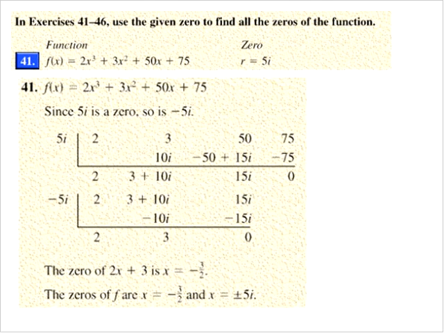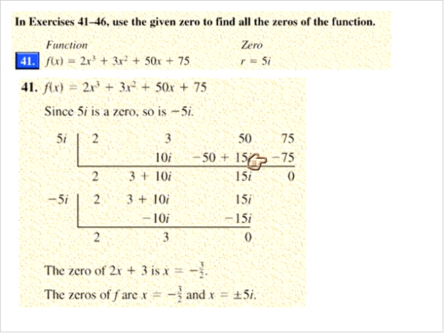All right. Use the given zero to find all the remaining zeros of the function. All right, if 5i is a zero, I can use synthetic division here. So I have 2, 3, 50, and 75. So let's start this. 2 times 5i is 10i. So I have 3 plus 10i times 5i. So 5i times 3 is 15i. 5i times 10i is 50i squared. Now 50i squared is the same thing as negative 50. When I add these, the 50s cancel. I'm left with 15i.